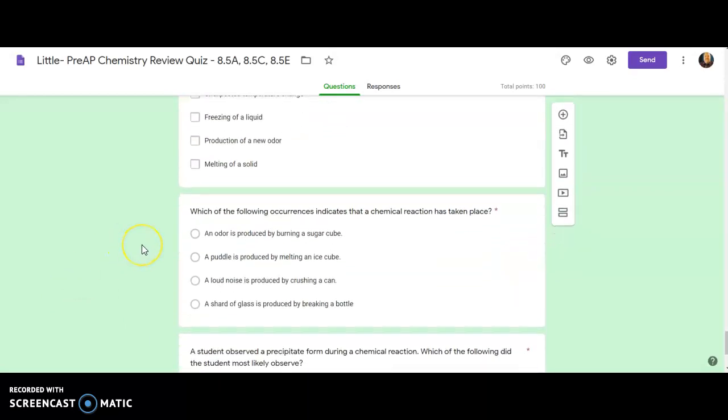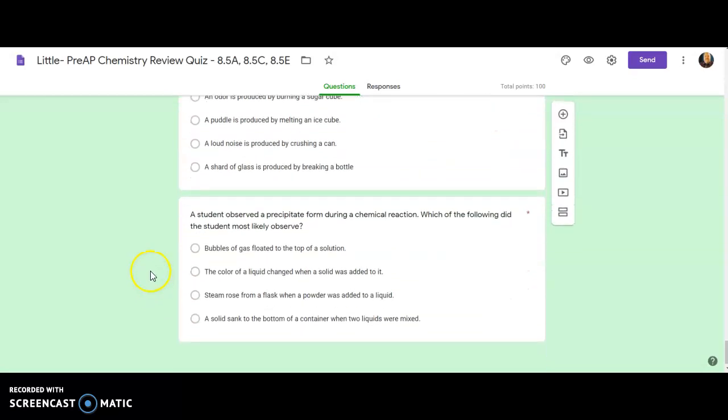Next one. Which of the following occurrences indicate that a chemical reaction has taken place? An odor is produced by burning a sugar cube. A puddle is produced by melting an ice cube. A loud noise is produced by crushing a can. Or a shard of glass is produced by breaking a bottle. Which one of those is an example of a chemical reaction?